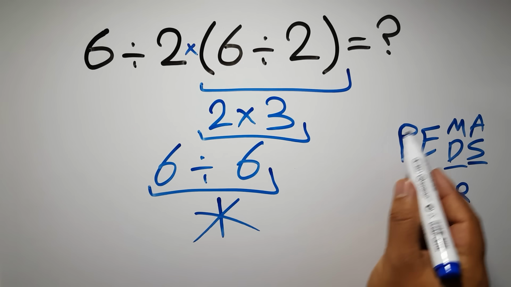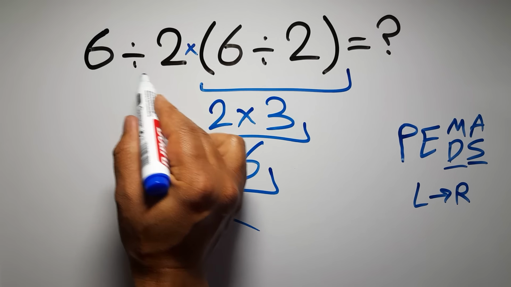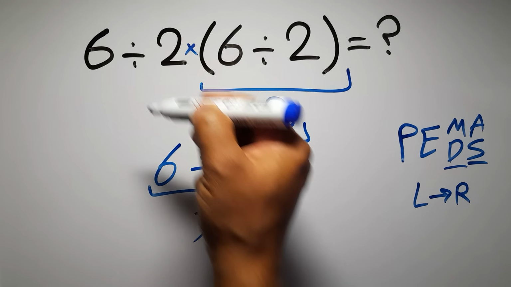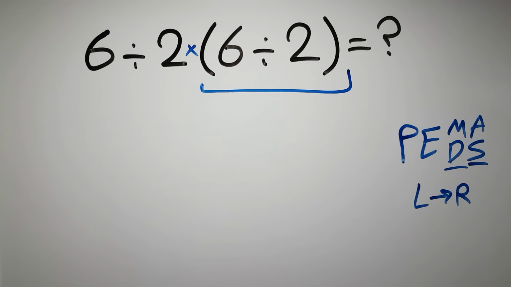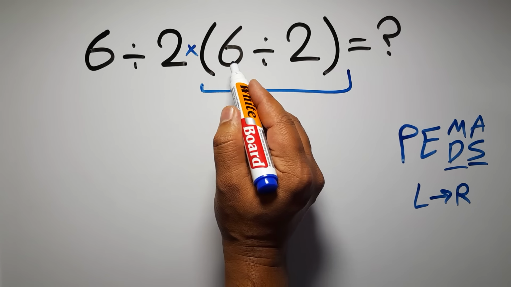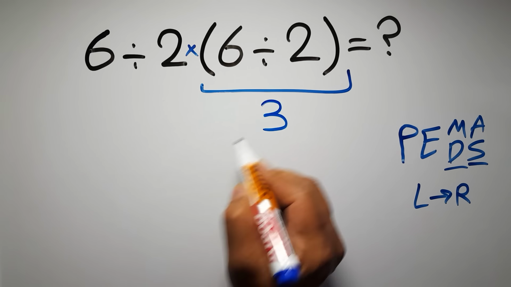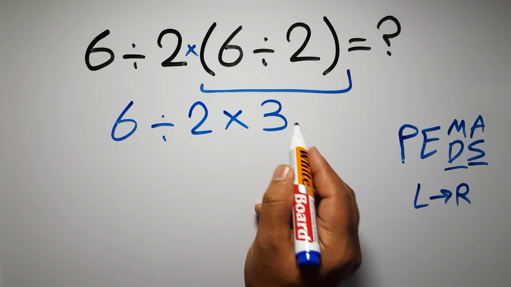Okay, so according to the PEMDAS, first we have to do this parenthesis, then this division, and finally this multiplication. If we do this multiplication before this division, it is wrong. So first this parenthesis. Inside this parenthesis, we have 6 divided by 2, which equals 3. So 6 divided by 2 times 3.